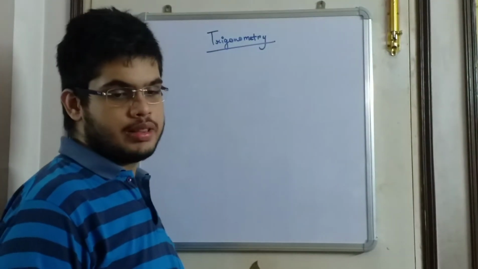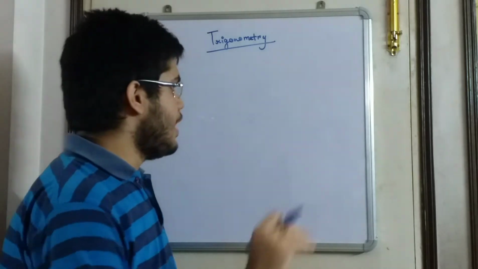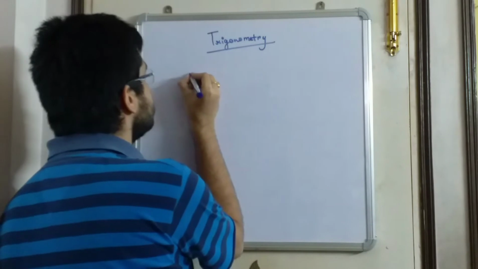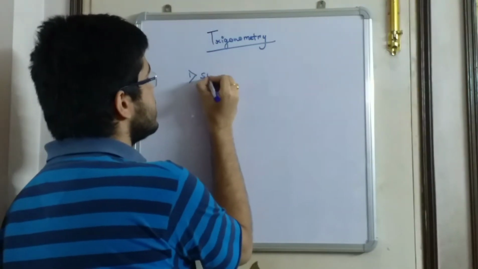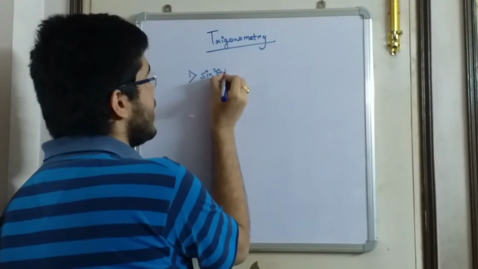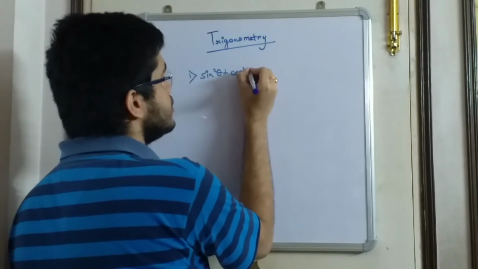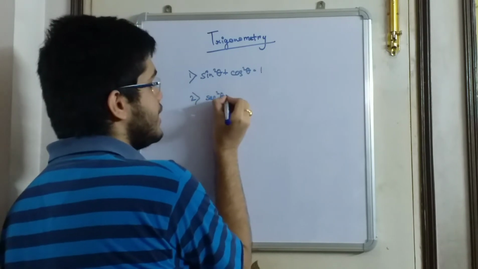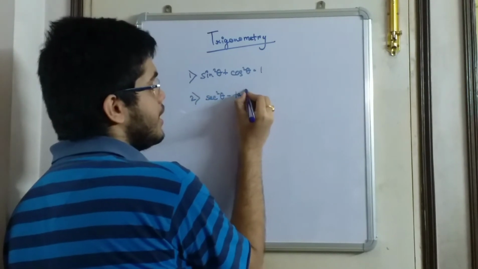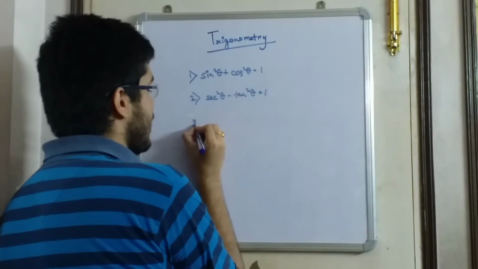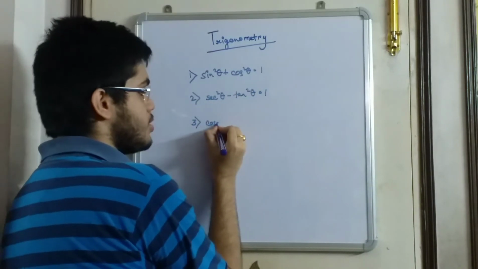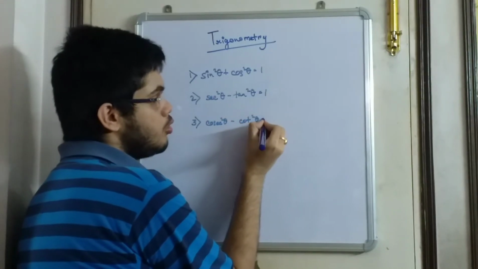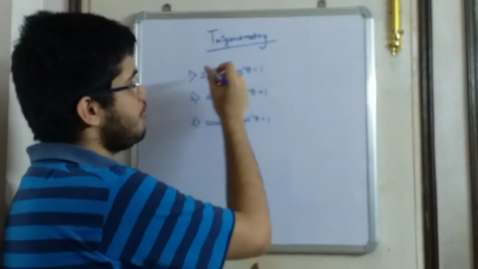Now there are some basic formulae, and I will write 3 of those basic formulae here, like sine square theta plus cos square theta is equal to 1, sec square theta minus tan square theta is equal to 1, and third one is cosec square theta minus cot square theta is equal to 1. You can easily prove this also.